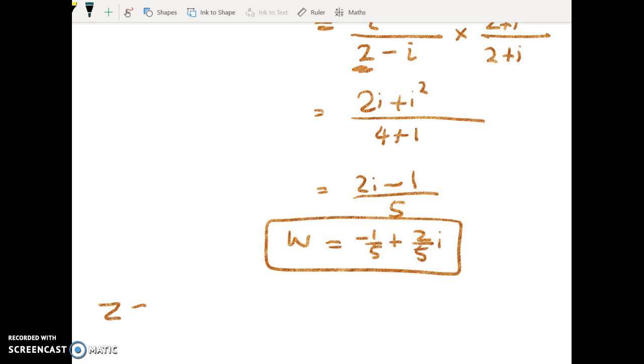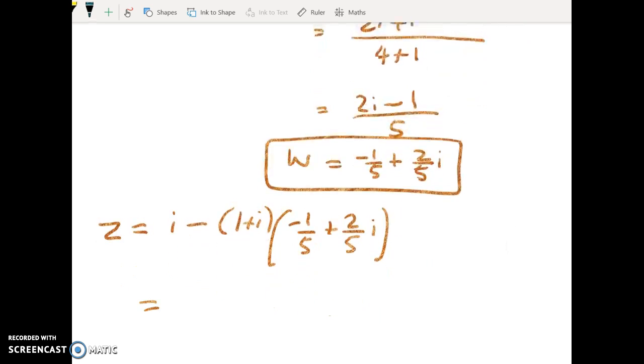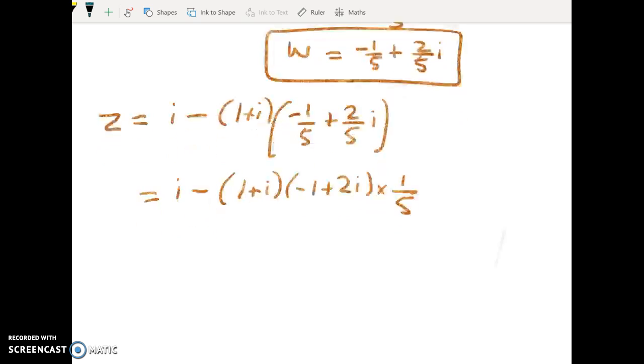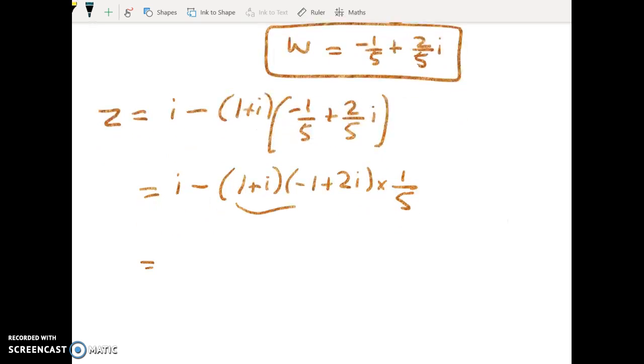Now we're doing substitution, so we chuck that back into my equation for z. I want to show you another wee shortcut here for doing that. So z is going to equal i minus 1 plus i times w, which is this. And I find it much easier to expand that as follows. Take out the factor of 1/5, either at the start or the end, and just write it like that, because my brain works better on that than it does on all of that.